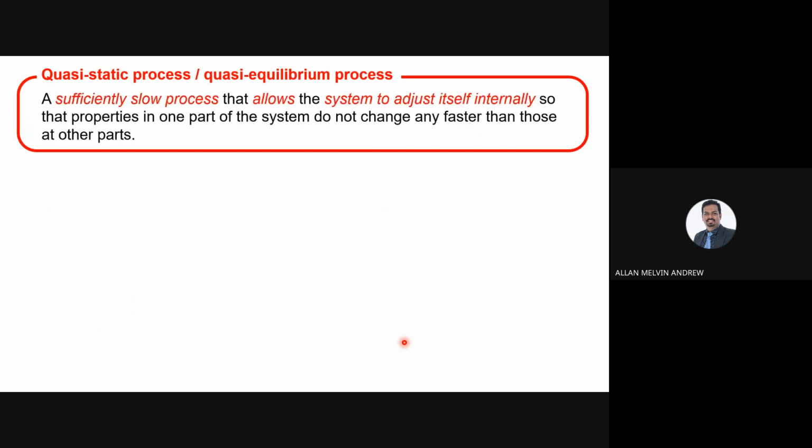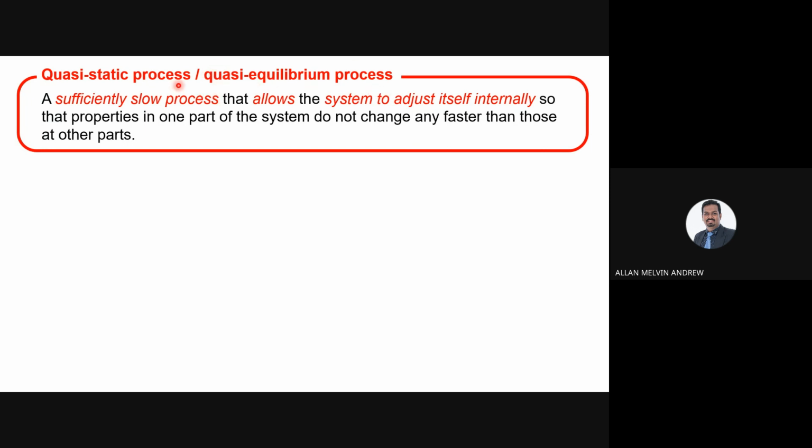Then we have a state. This is something very important, especially for mechatronic engineers: a term called quasi-static process or quasi-equilibrium process. Normally, we will call it a quasi-equilibrium process. Earlier we have seen the equilibrium process, so now we will see what this quasi-equilibrium process is.